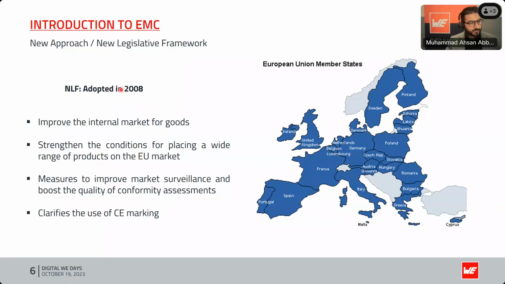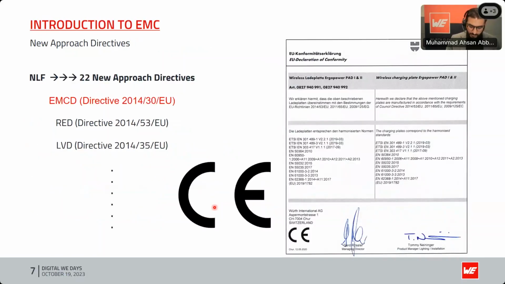This new legislative framework also defined how you will monitor it, what the role of surveillance authorities will be, how the conformity assessment procedures should look like, and clarifications about the special CE marking which we see on most of the products nowadays. As a result of this new legislative framework, 22 new approach directives were developed to cover more or less the whole range of products in different areas. Some of the most relevant ones from our point of view as EMC engineers, or for example, design engineers, are the EMC directive, low voltage directive, radio equipment directive, and there are many more.